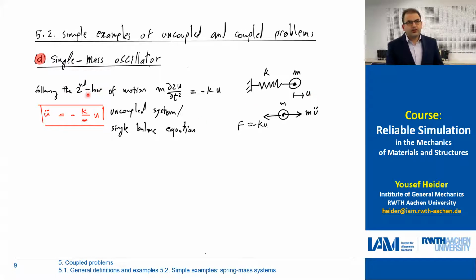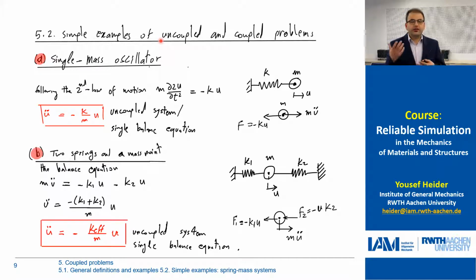If we look at the second law of motion, or Newton's second law, then we have this balance equation. It's a single equation, and it has one unknown, which is the displacement, so we can solve it. If you reformulate this, then you have u double dot equals minus k divided by m multiplied by u. As it is one equation and one unknown, it's an uncoupled system. So it's a single balance, and this is a typical example of an uncoupled problem.